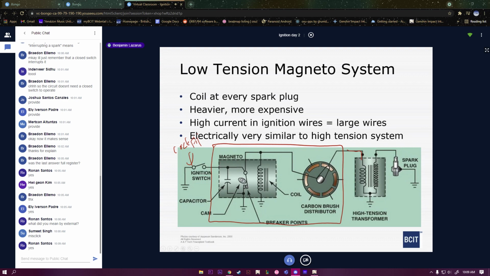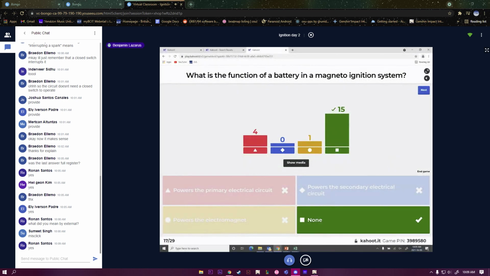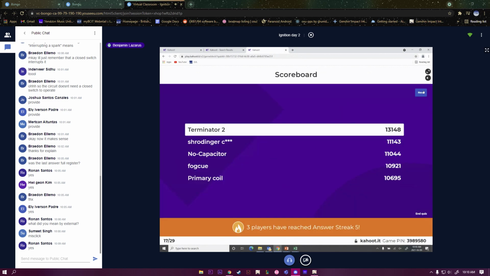All right, back to this one here. None powers the primary, so that'd be in a battery ignition system. Only function of the battery is to run the radio to listen to your favorite hockey team. And I'm not going to say whether they won or lost because I'll get in trouble. But we all know what they did.